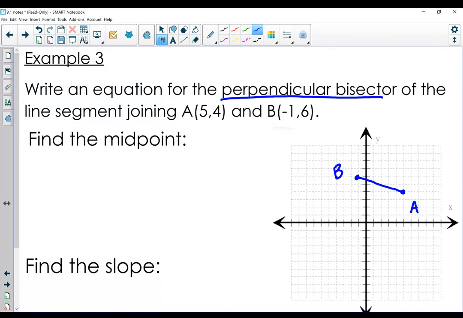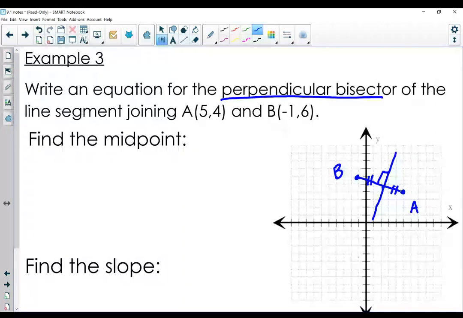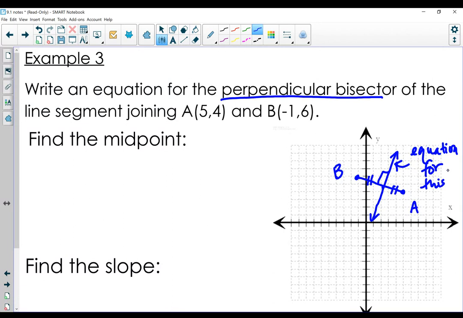And then a perpendicular bisector means I'm going to be chopping this in half, basically. It looks like it could be about there. And I'll be drawing a line through that. And the line will form a right angle. So it's going to be equal on both sides of that. Remember those little tally marks that we make from geometry? So not only is it going to be chopping that line segment in half, but it's going to form a right angle when we draw that line. So we're looking at the equation for this. That's what we're looking for.